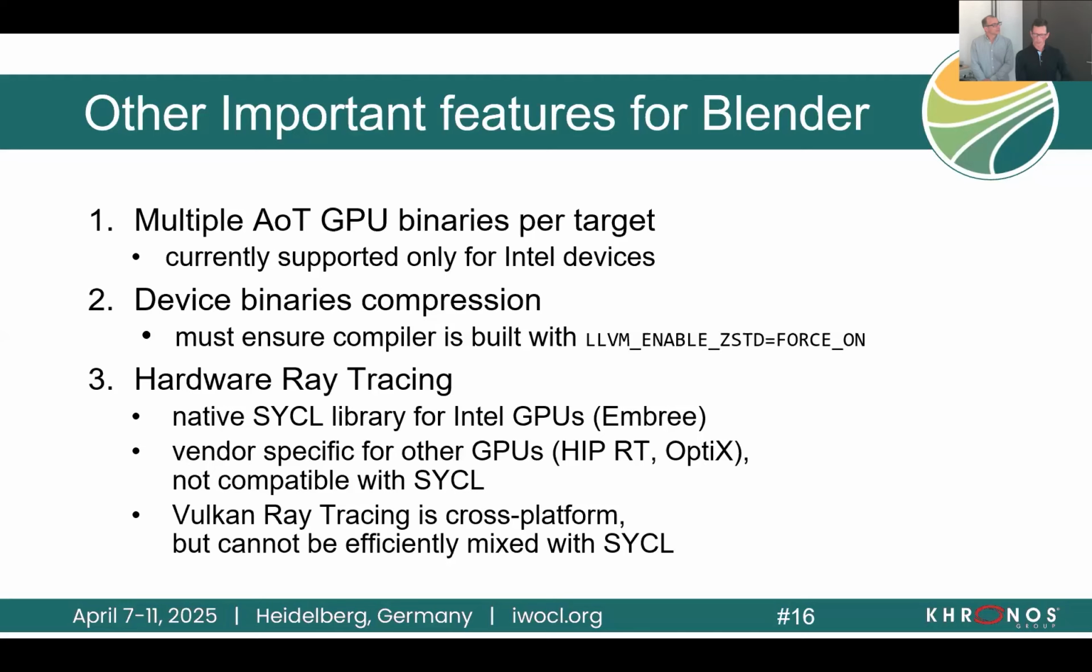We have the device binaries compression because, well, we have multiple AOT binaries, so it grows. I think we can count uncompressed like 30 megs per set of kernels, while the overall Blender package is maybe 300 megs right now. So compression needs to be there. It has been enabled recently. And for best performance, we need hardware ray tracing. Right now, it's only available on Intel GPUs for Embree when you're using SYCL. If you want to use it for other hardware vendors, then nothing is really compatible with SYCL at the moment.